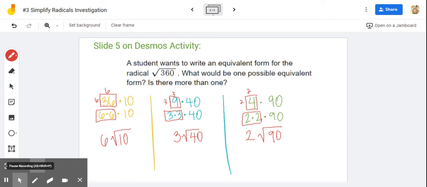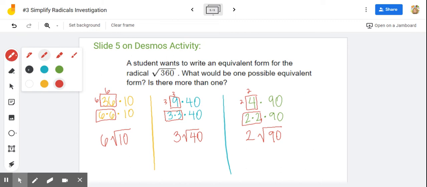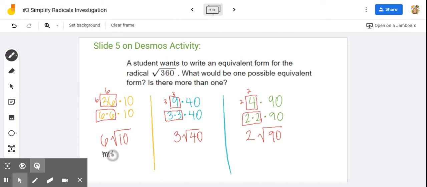So a couple of things that you noticed was that if I used the 6 times 6 times 10, this guy gave us the most simplified version. And that will come in handy tomorrow.